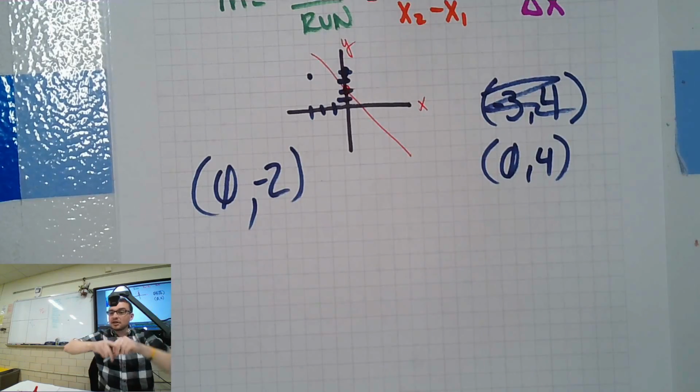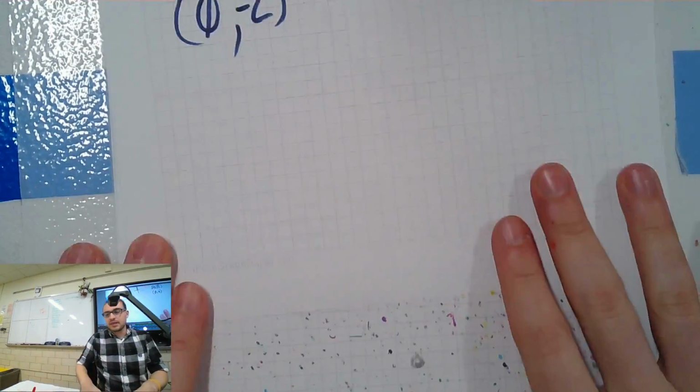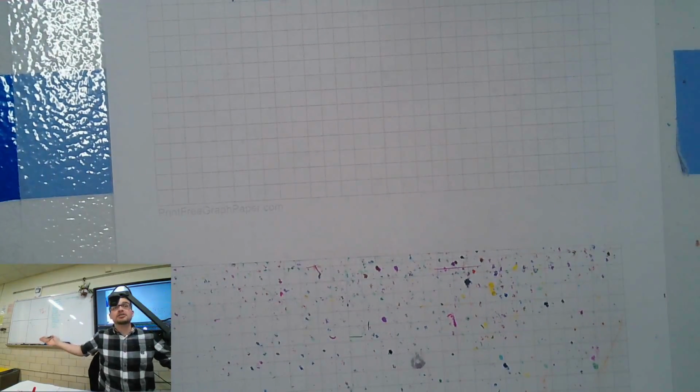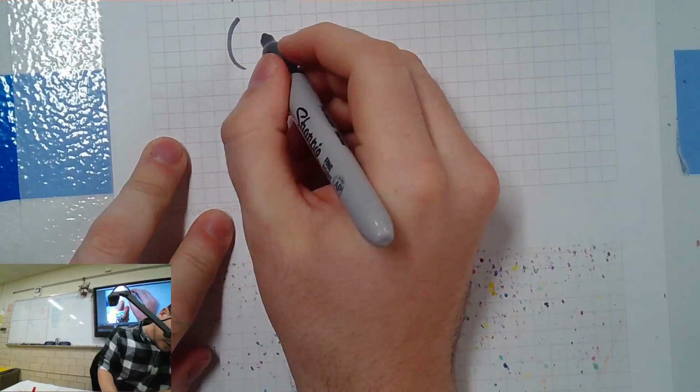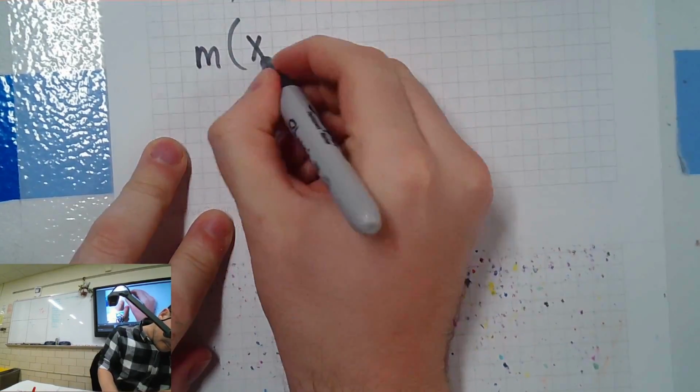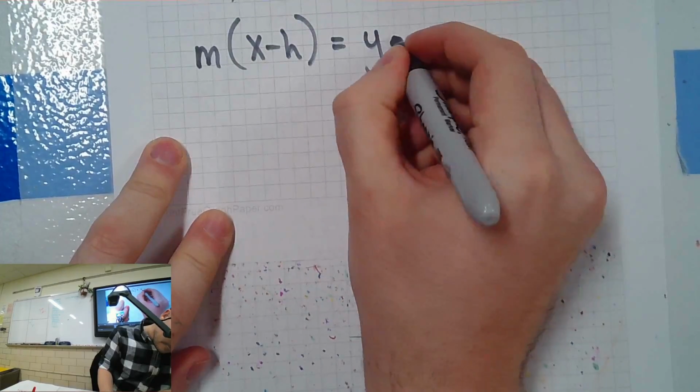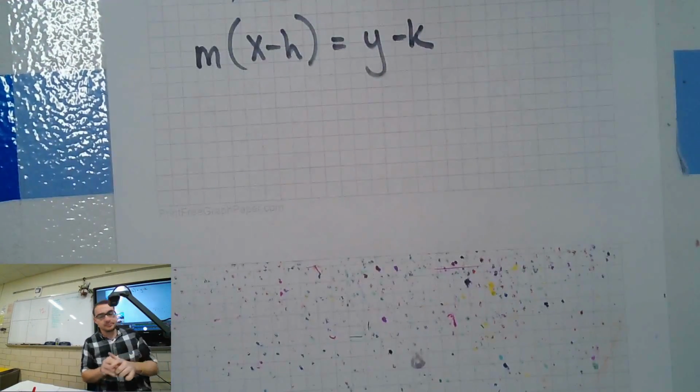Right? Starting to come back to you? Awesome. Let's talk about another form of the linear equation. Again, it's going to be a line. It's just another way to write it, another way to look at it. Let's do it this way. This one.